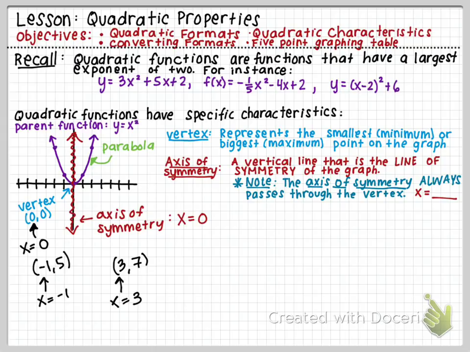Do you see the pattern? So it's always the x point of your vertex. It's always x equals whatever the x coordinate of the vertex is.